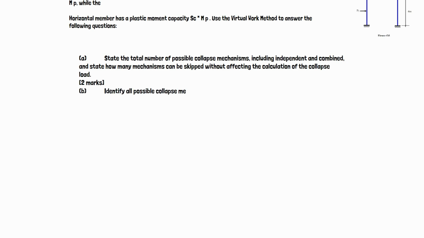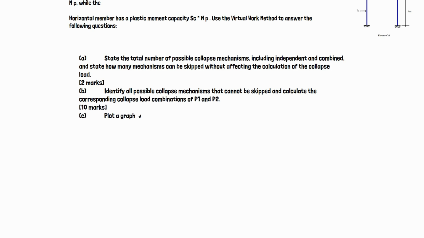A. State the total number of possible collapse mechanisms, including independent and combined, and state how many mechanisms can be skipped without affecting the calculation of the collapse load. 2 marks. B. Identify all possible collapse mechanisms that cannot be skipped and calculate the corresponding collapse load combinations of P1 and P2. 10 marks.